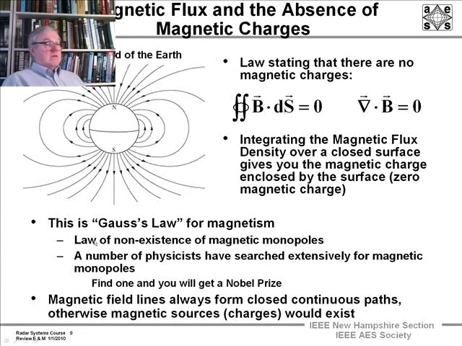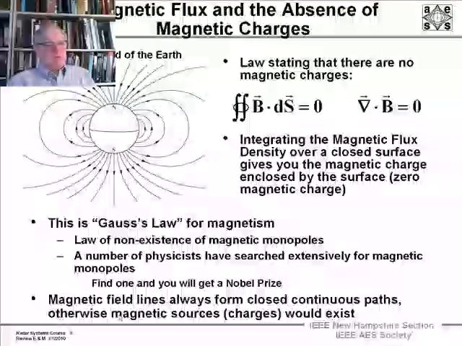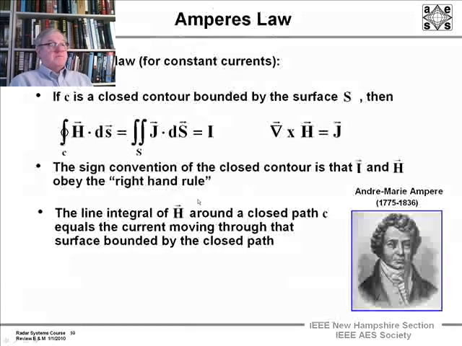And if you could find the magnetic monopole, which this would mean if there were magnetic charges, if you could find a magnetic monopole, then you get a Nobel Prize. There are dipoles. The Earth is a dipole. You can put charge on a magnet. There'll be one side north, the other side south. You integrate over the closed surface, and you'll get a dipole. You won't get a monopole. The magnetic field lines always form closed, continuous paths. Otherwise, there'd be magnetic sources, and they'd exist.